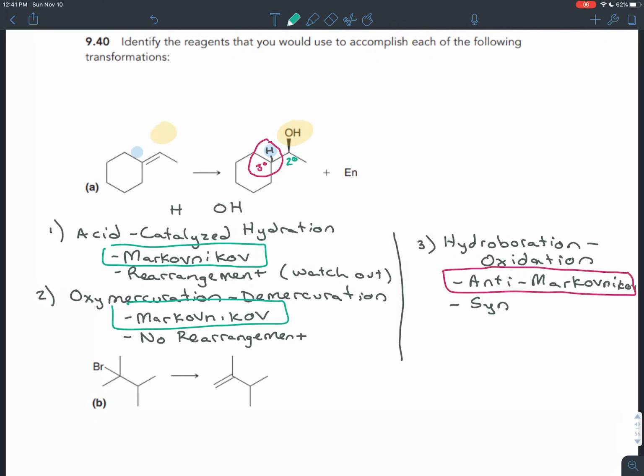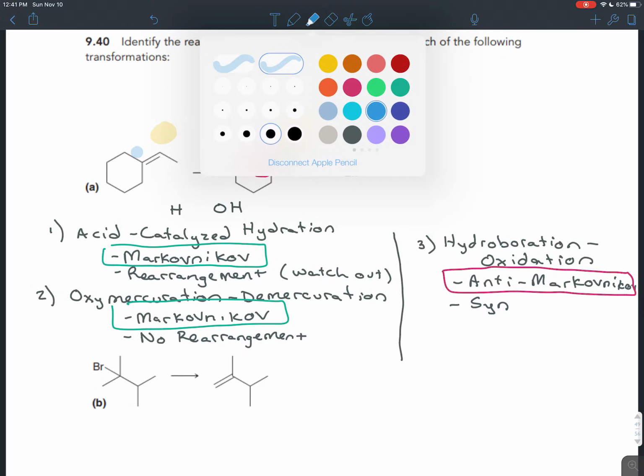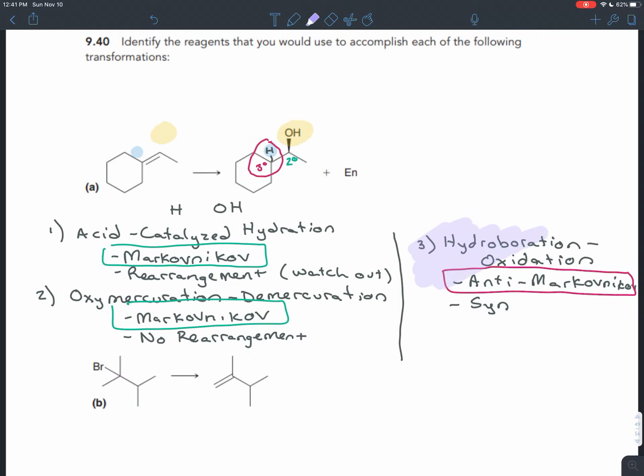So we know the addition has to be anti-Markovnikov, and that means our only option here is hydroboration oxidation. So it has to be hydroboration oxidation that you would do to get this transformation to happen. So the recipe you would need to add is, first, you would add borane, BH3, or you could also add 9-BBN. Those are both options. Remember, the 9-BBN is a solid, which is nice because borane is a gas, and these compounds are pretty toxic, so it's better to deal with a solid than a gas.